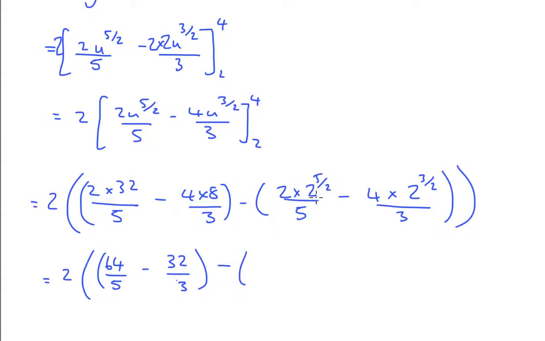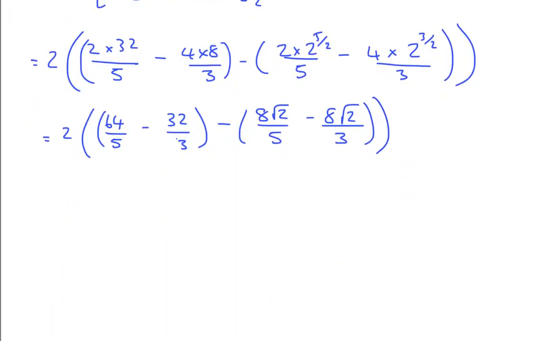This we've just worked out on the other example, we can write as root 32. And root 32 is, what did we say it was? It's 4 root 2. So I've got 8 root 2 there. 2 to the power of 3 over 2 is root 8. So we've got 4 times, and root 8 is 2 root 2. So we've got 8 root 2 over 3 there.